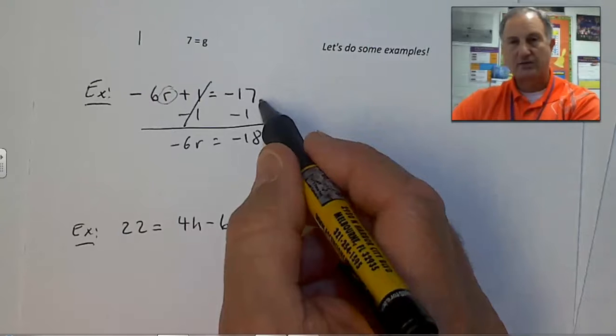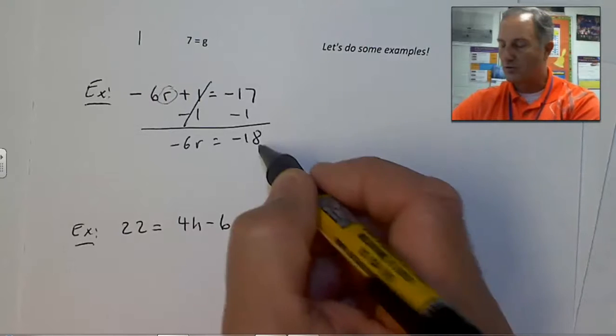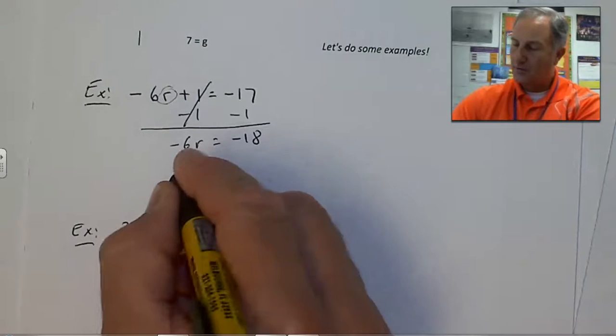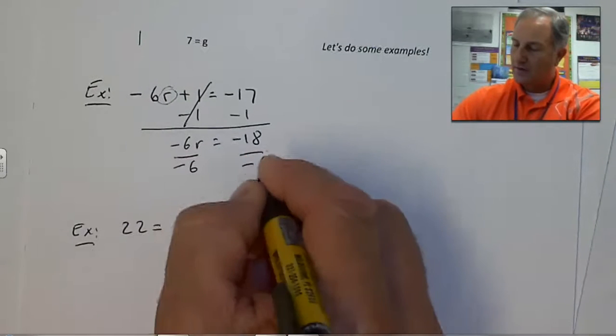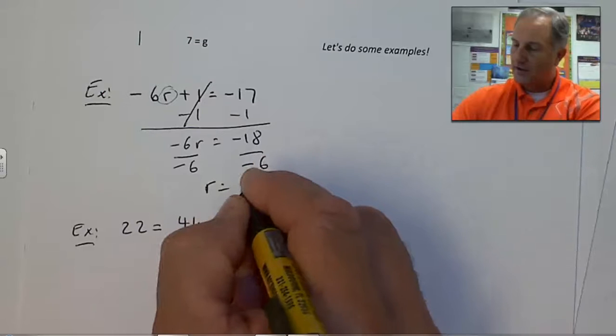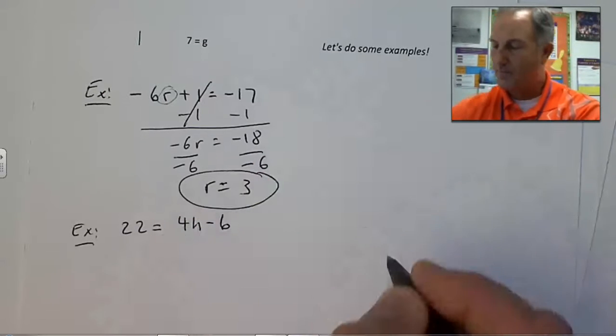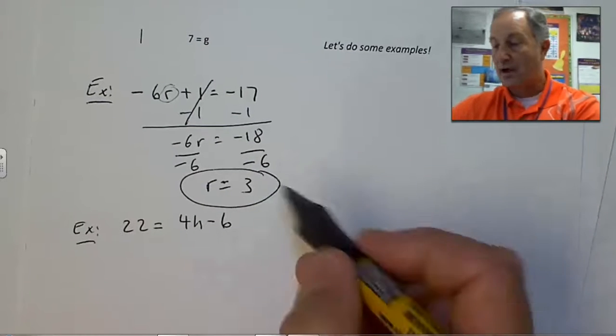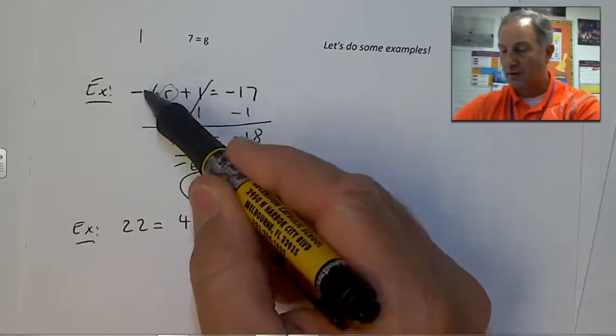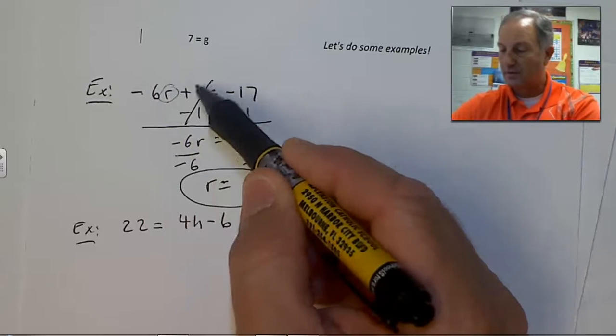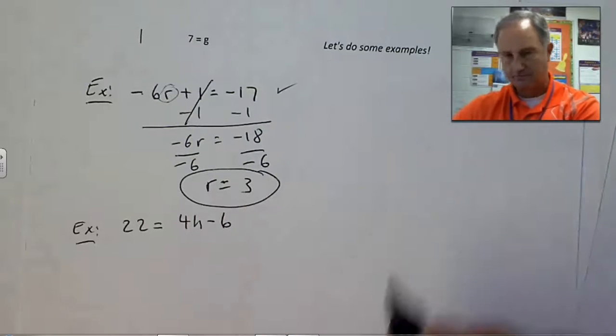If you're at negative 17 and you subtract one more, you're going to negative 18. You got multiplication here, so divide out by the negative. Signs are the same, so it's positive 3. R equals positive 3. How do you know if it's right? Plug it back in. Negative 6 times 3 is negative 18, plus 1 is negative 17. And that checks.